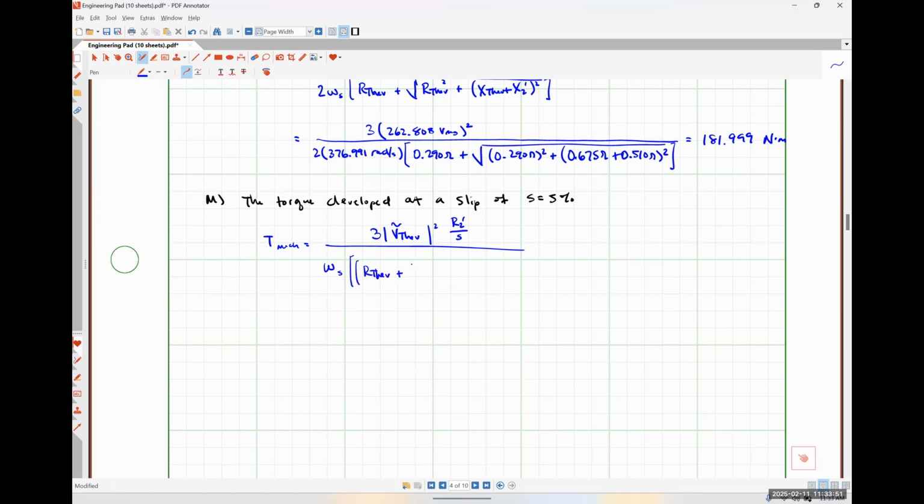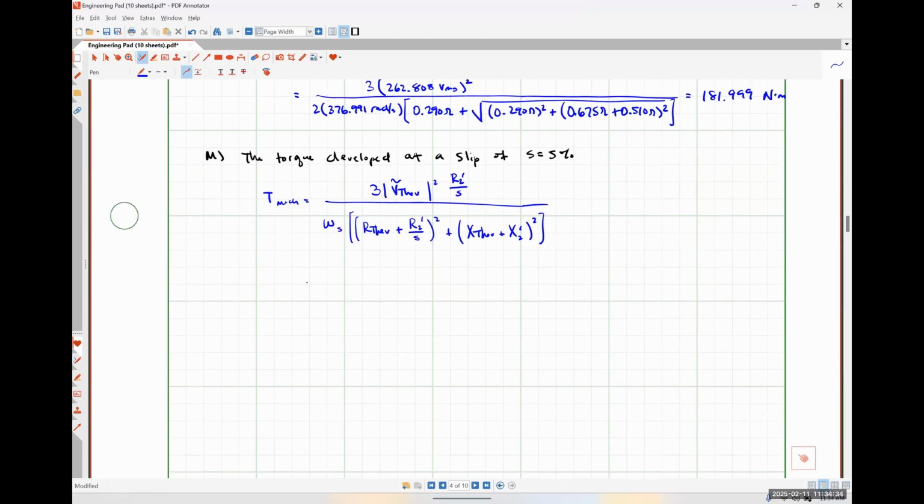Can we just do power of the air gap over omega S? The power of the air gap over omega S would be valid if our slip was 3%, because we calculated that air gap power at a slip of 3%. But because I'm choosing to give you a different slip percentage, we can't just use that air gap power, because air gap power is dependent on the slip. Okay, so this would be our relationship.